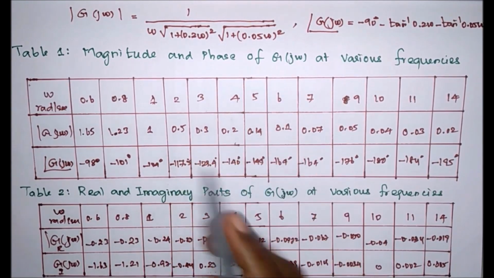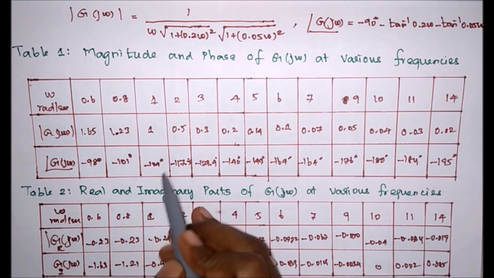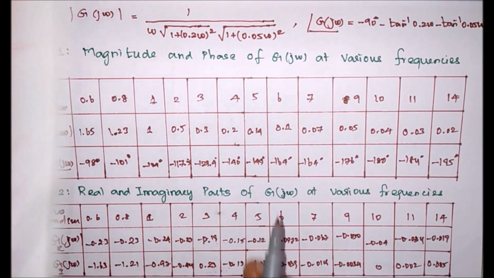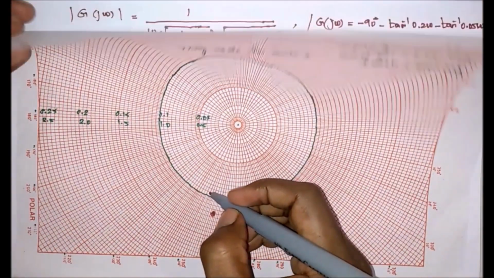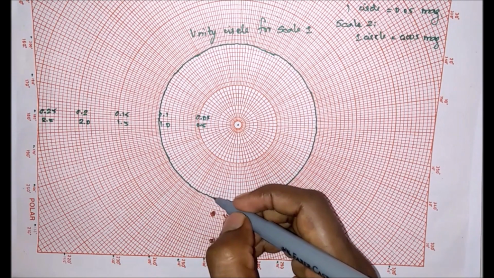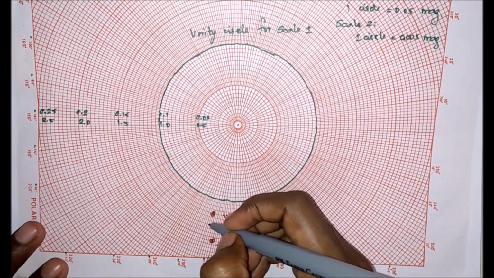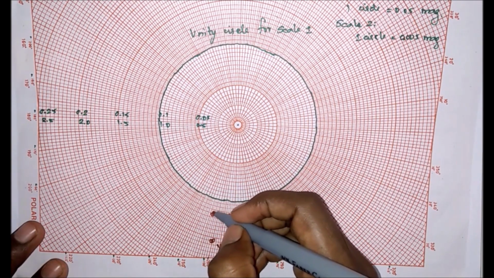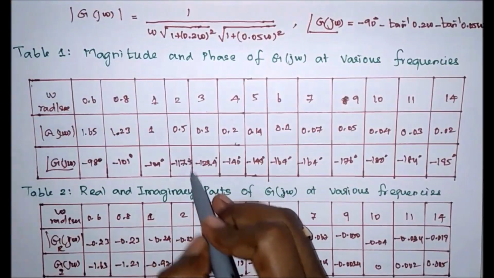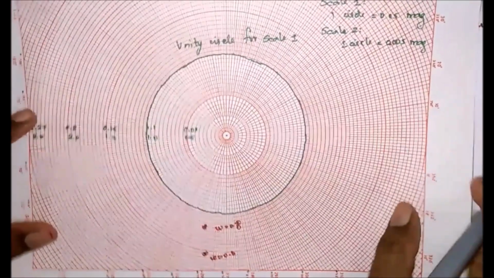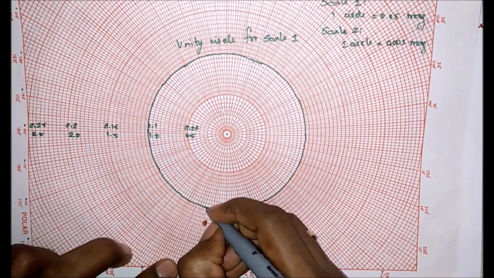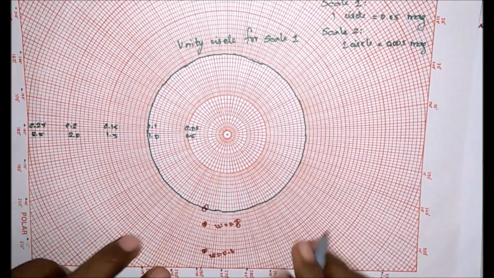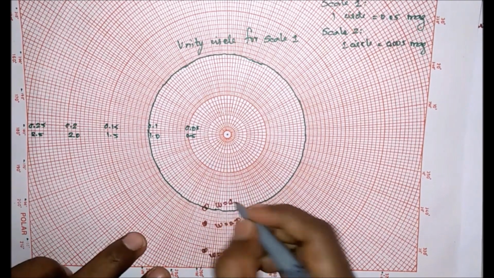Next, omega equal to 1, magnitude equal to 1, angle equal to -104. So we see for omega equal to 1, magnitude is 1, angle equal to 104. This is 100, so this will be 104. Therefore this is the point. Next, similarly, now here omega equal to 1.